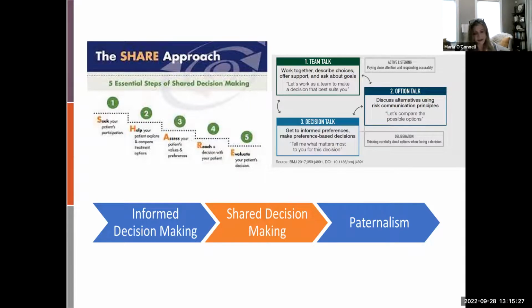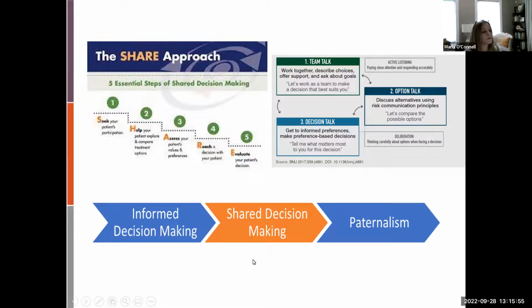Another model here is the team talk, and this is Elwyn's team talk. It's the three-talk model by Elwyn. And it starts with working together, talking as a team about choices and support and goals, having some active listening, doing some talking about different alternatives and options.